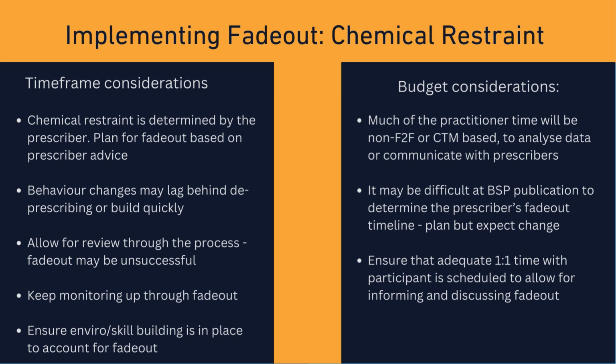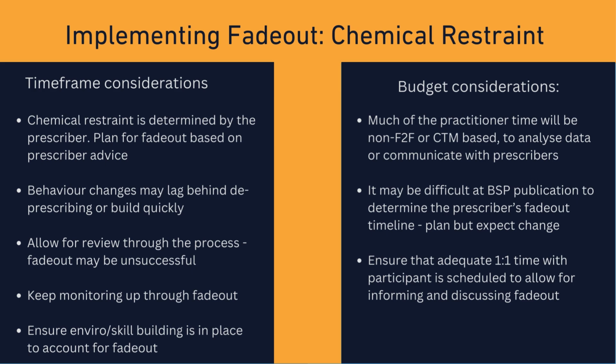We're going to deal with each of the restricted practice types individually and have a talk about what these can look like. So, in terms of chemical restraint, a couple of considerations when you're planning out your time frame. First of all, we know that chemical restraint is determined by the prescriber. Behavior support practitioners don't have a role in prescribing chemical restraint. However, we need to plan for the fade out based on the prescriber advice. We know that behavior changes can lag behind deprescription or they can build quickly. So, depending on the individual case by case circumstance, a person may demonstrate behaviours of risk or increase in risk very quickly as deprescription occurs, or there may be a latency period.